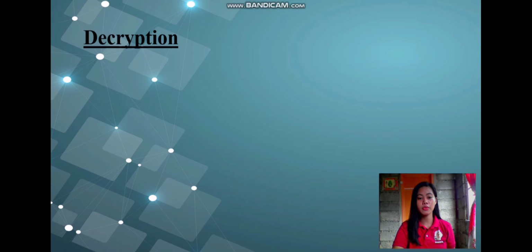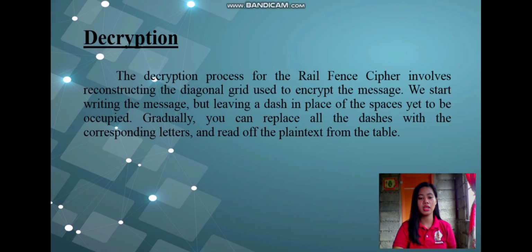So, decryption. I'll teach you how to decrypt a message using the Rail Fence Cipher. But before that, what is the decryption process? The decryption process for the Rail Fence Cipher involves reconstructing the diagonal grid used to encrypt the message. We start writing a message, but leaving a dash in place of the spaces yet to be occupied. Gradually, we can replace all the dashes with the corresponding letters and read off the plaintext from the table.